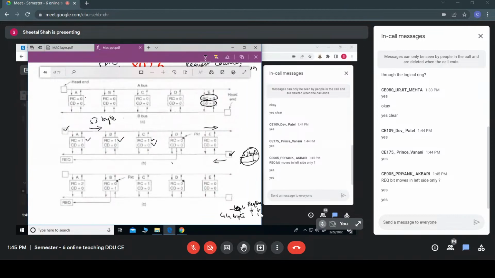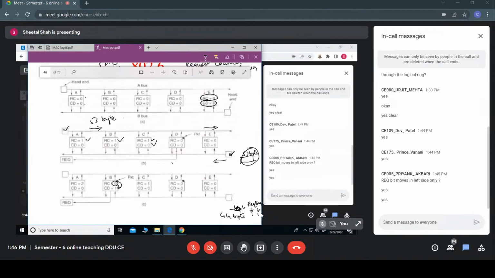Now, say suppose after D, B also wants to transmit. A request bit would be set by station B also. When B is ready with certain data and is sending a request bit, whatever was there in the RC counter would be copied into the CD. Earlier here it was 1, so now it is copied to CD and that request counter RC would be set to 0.